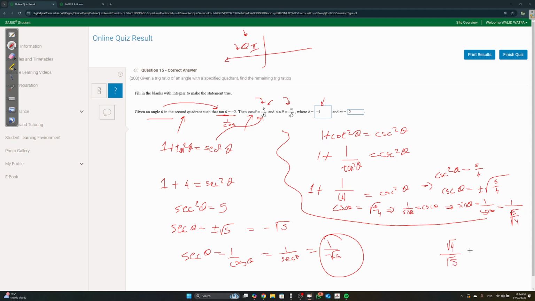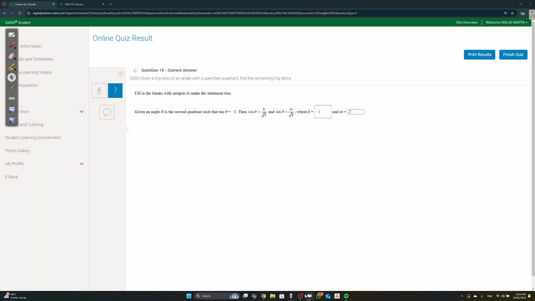You can do this on a calculator normally, but the calculator will not give you this. That's why you have to do it manually. Okay? So you're going to get this. Are you going to put root 4 as m? No. Root 4 is just 2. So 2 over root 5. That is what m is. We finished 8.1. Thank you so much for watching and good luck.